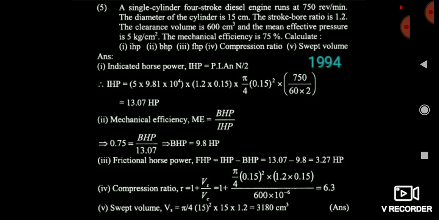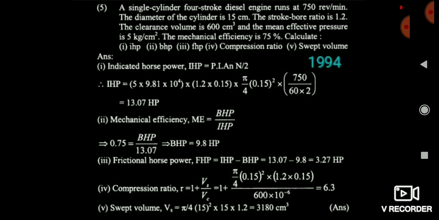Friends, the mechanical efficiency is also given, so you can use the relationship that mechanical efficiency is equal to BHP by IHP. You can get the BHP, that is 9.8 HP. After that, friction losses, I think all of you know that FHP is equal to IHP minus BHP, which is equal to 3.27. Friends, after this, the compression ratio is asked.